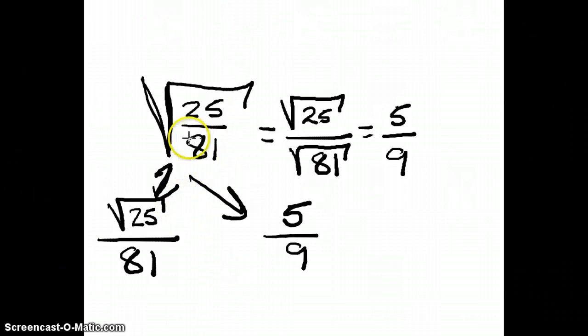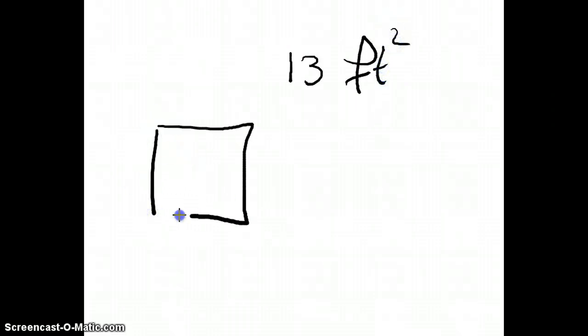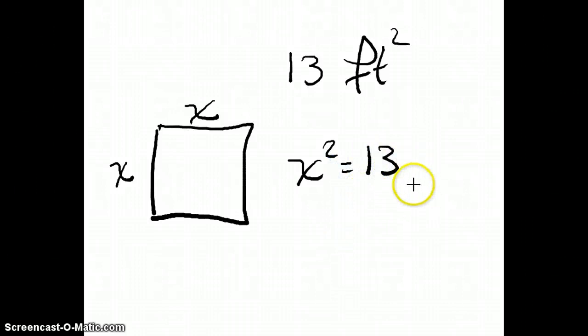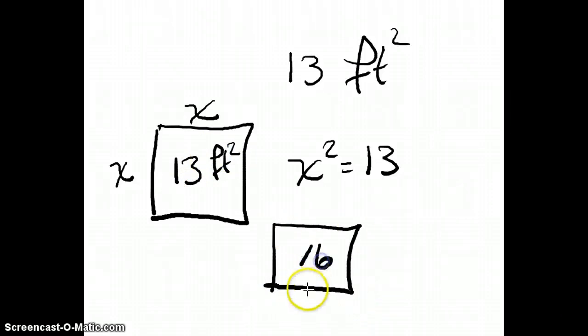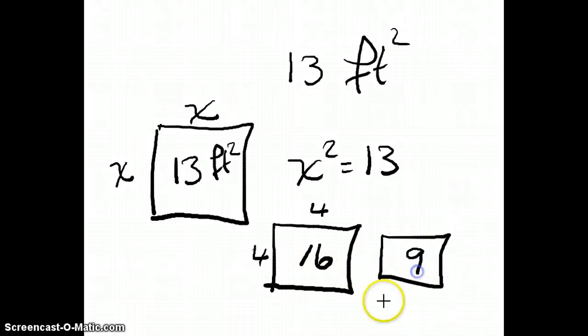One last thing to think about. Here's a word problem. There's a quilt that is 13 square feet. And we know that the quilt is a square by definition. So some number times itself equals 13. And we're going to take a look at this later on, but we know that the quilt is 13 square feet. Well, if my quilt was 16 square feet, how long would each side be? The square root of 16 is 4. And so we would know it would be a 4 by 4. If my quilt was 9 square feet, the square root of 9 is 3.